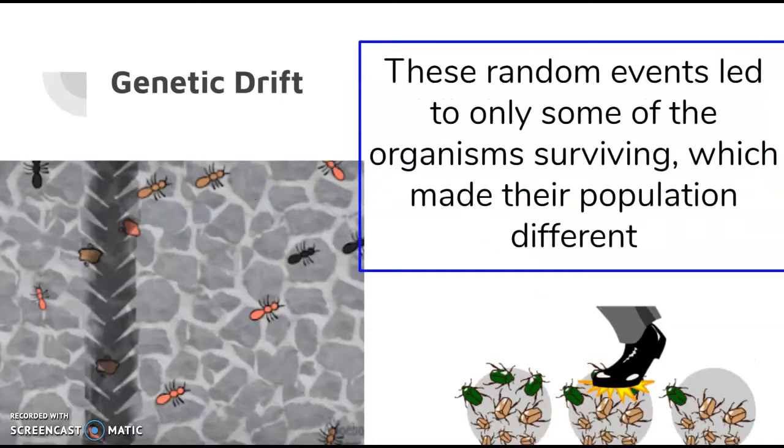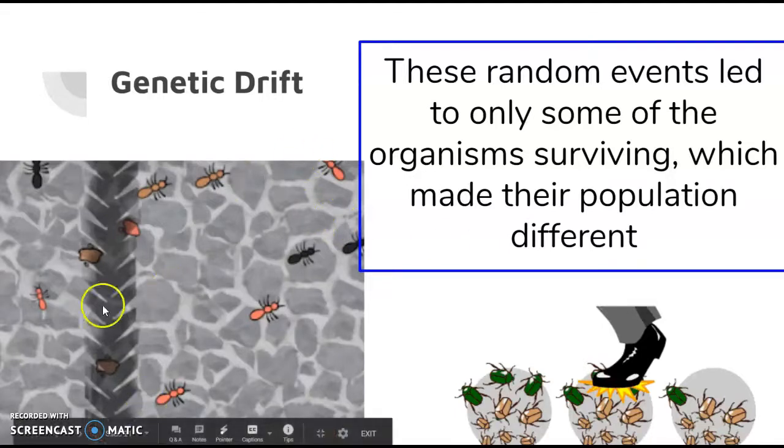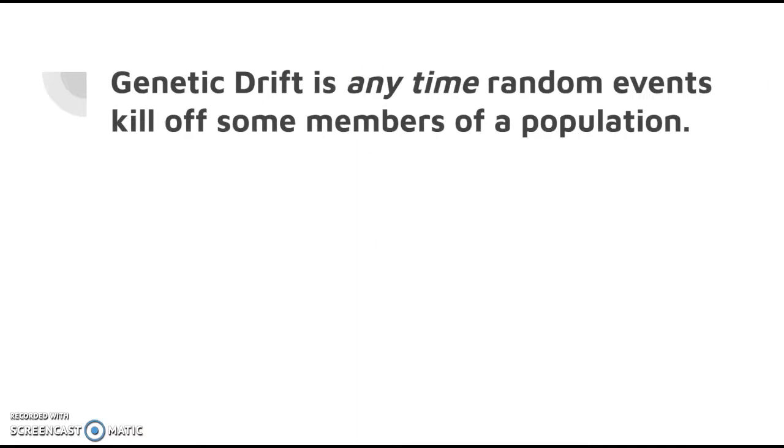These random events led to only some of the organisms surviving, which made their population different. Hence, evolution, population changed. Now this is not on purpose or anything. The key thing here is this is random events happening. The bug getting squished by a scooter or the bug getting squished by a foot, not on purpose. Now we keep using the bug example, but there are other examples too. It can be any time random events kill off some members of a population.